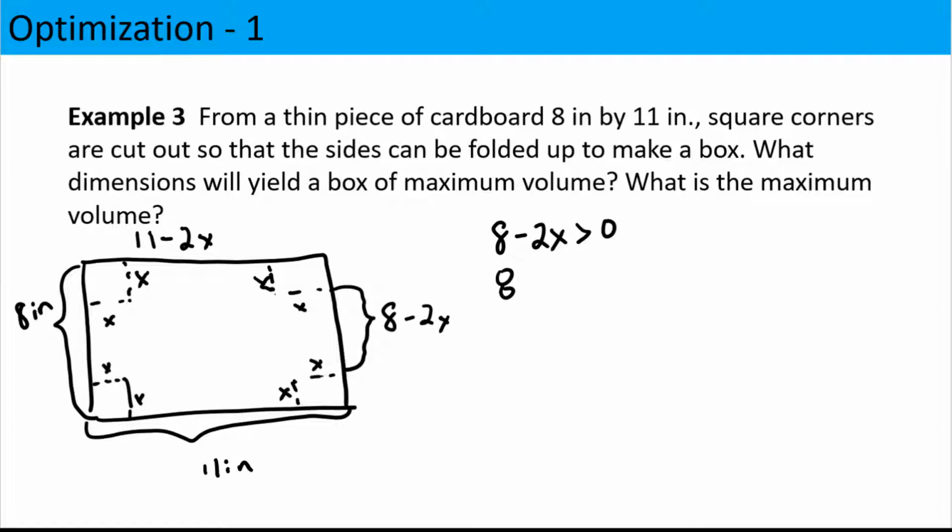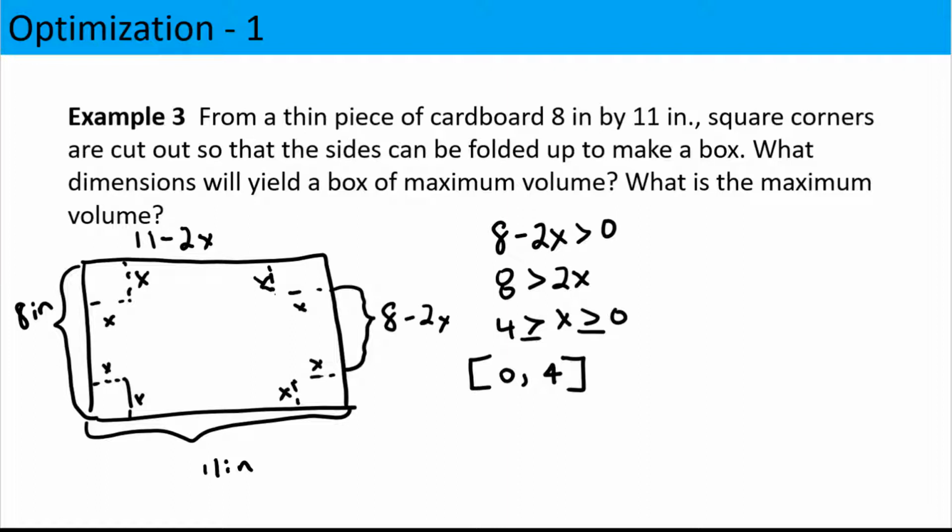So, solving 8 minus 2x is greater than 0, we get 8 is greater than 2x. And furthermore, dividing by 2, we get 4 is greater than x. And of course, x has to be greater than 0. So the possibility is that we could have a box of 0 volume. It doesn't make sense to have a box of negative volume. So we have endpoints of 0 and 4 to remember.